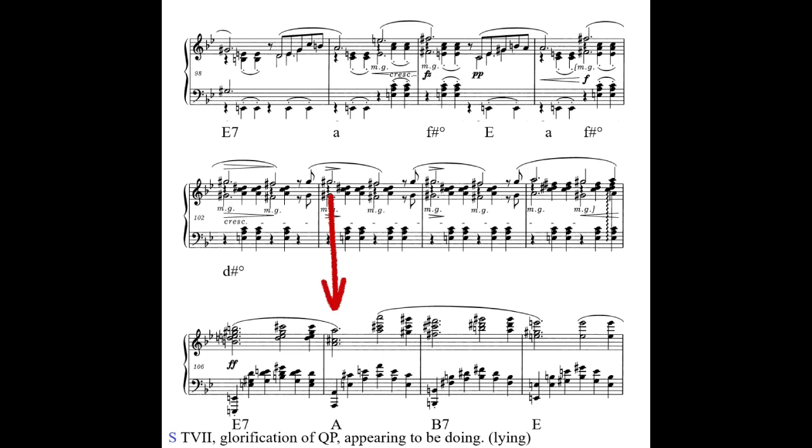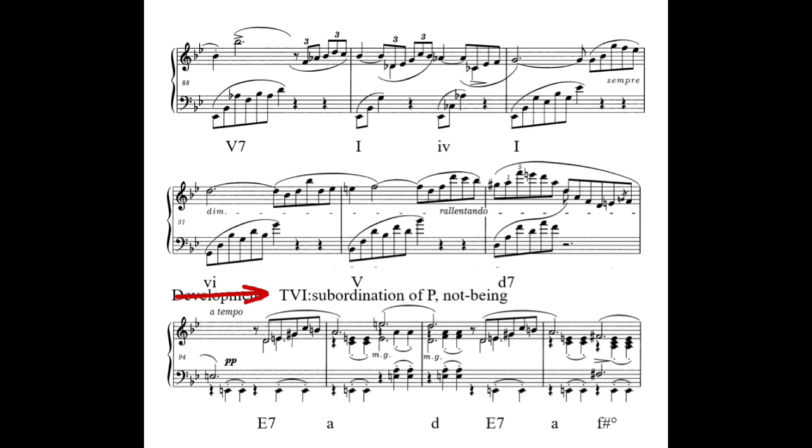Tarasti labels this section as isotopy 6, a transitional version of the primary theme, which is not doing. The reason is that the dominant pedal, the E under everything, is keeping any attempt at action under its boot. We'll need another agent if we want to get out of this mess.